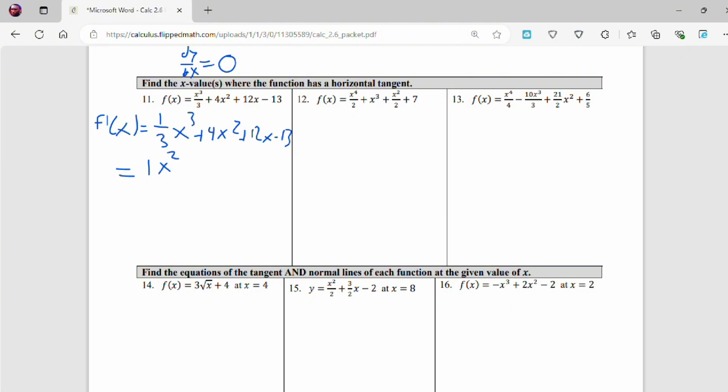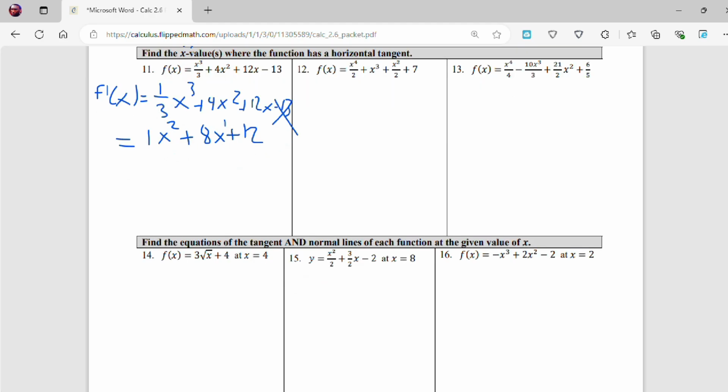Next, keep the plus, right? Power rule for 4x squared, bring down the 2. 4 times 2 is 8. x stays. 2 minus 1 is 1. Constant multiple rule, 12x: we keep the 12, x disappears, because the derivative of x is 1. And then the constant is 0. So we are left with x squared plus 8x plus 12.